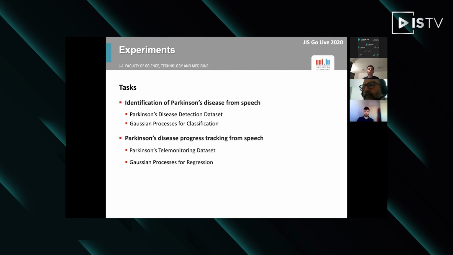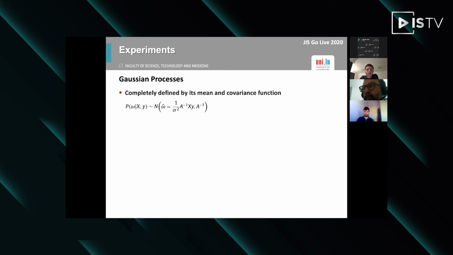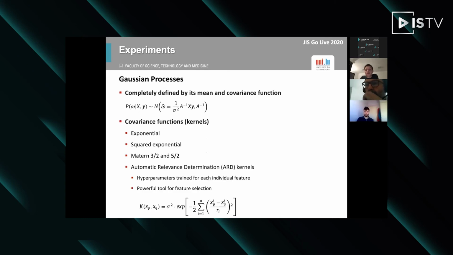And the model that we were testing was the Gaussian processes, both for the classification task for identification of Parkinson's disease from speech, and also for the regression task for estimating the progress of disease. And also we were using several baseline machine learning models. So in general, Gaussian processes are completely defined by the mean and by the covariance function. And especially the choice of the covariance function or the kernel is important.